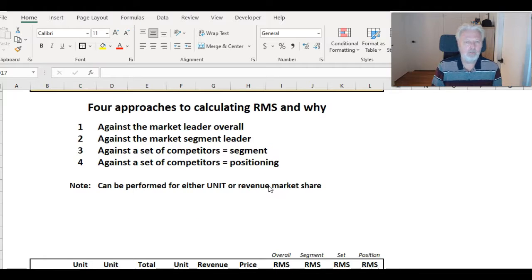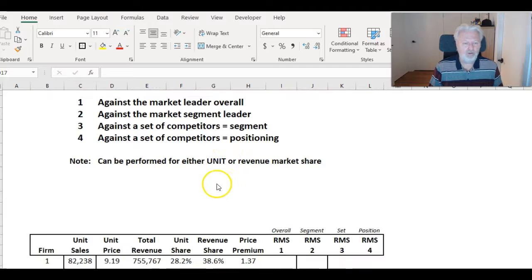Now the calculations we're going to show you are just for unit market share only, but you could also do the same calculations for revenue market share once you see how they have been done. Please note I have a separate video that talks about the difference between unit and revenue market share and why you use one versus the other.